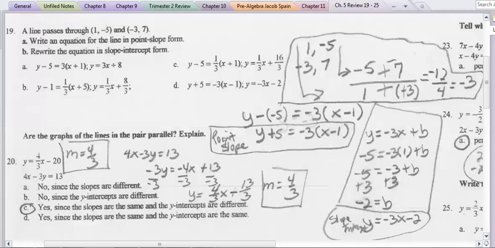Okay, the next one, number 19, is writing an equation in point slope form and then writing one in slope intercept form.